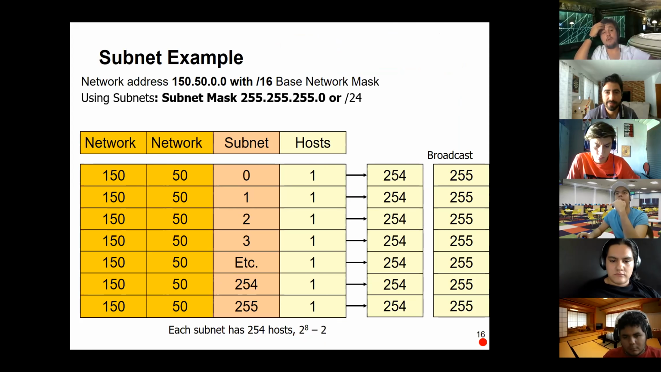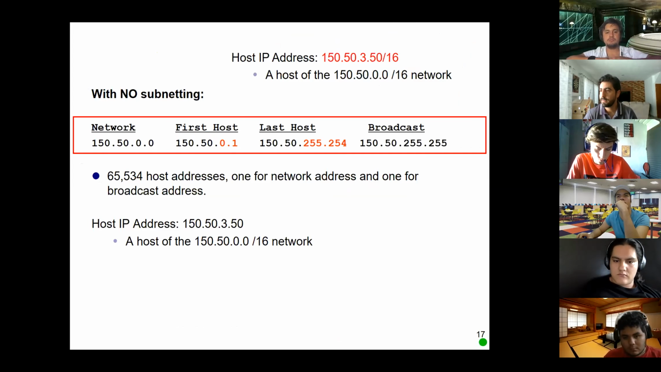So let me erase all. What it's showing here is basically the first IP address for my subnet, and this is the last IP address. Basically 150.50.0.254 is the last one for this subnet, for subnet 0. Then this is my broadcast address. So let's go.